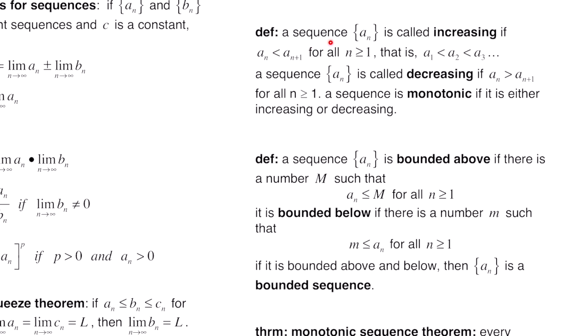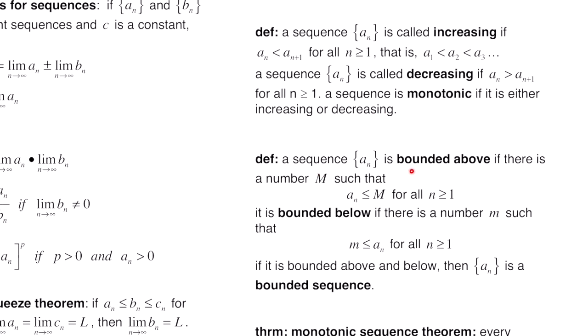This definition says a sequence a sub n is called increasing if each term is getting bigger than the previous. You can see that right here. A sequence is called decreasing if the terms are getting smaller, so the next term is smaller than the one before it. A sequence is called monotonic if it is either increasing or decreasing.